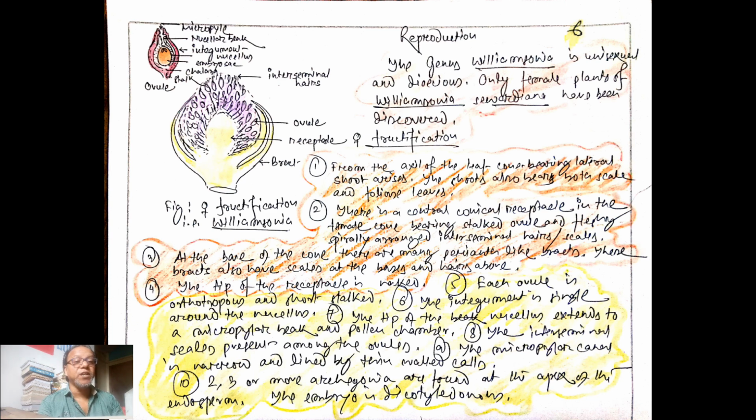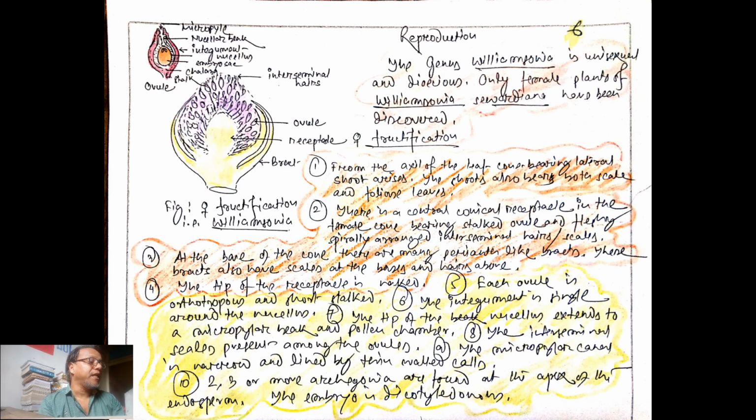Regarding the female fructification, number 1, here 2 figures are there in the corner. The upper one is the ovule and the second big one is the female fructification. Okay, the first point is, from the axil of the leaf cone bearing lateral shoot arises, and the shoots also bear both scale and foliage leaves.